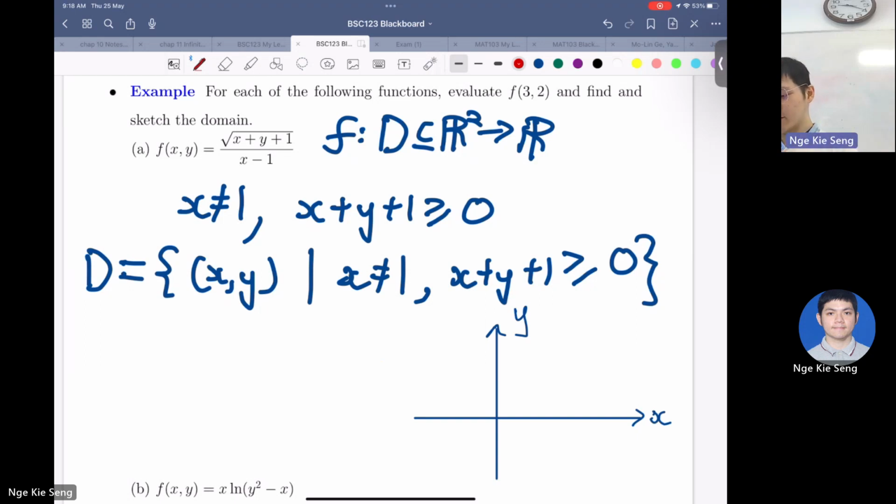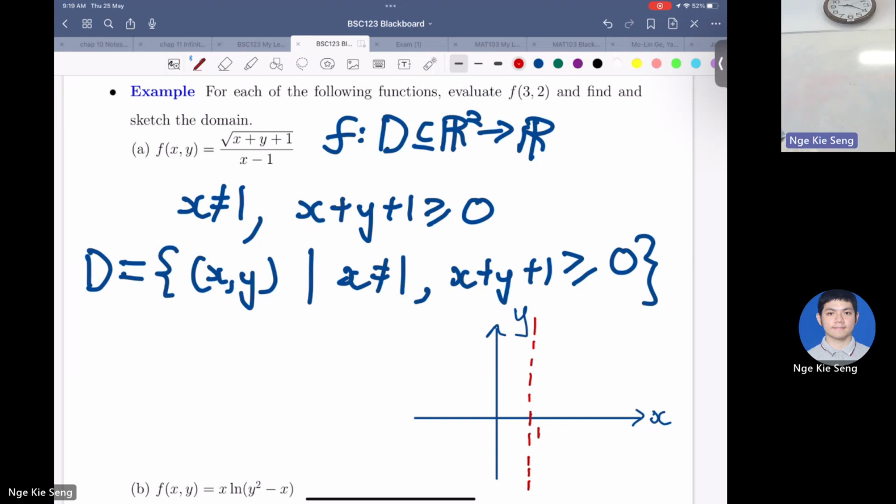So x cannot be equal to 1, right? So x equals 1 is what? It's a straight line in R2. So we want to throw away that line. Let's plot this one here and then we throw it out. When we throw it out, usually we put a dash.